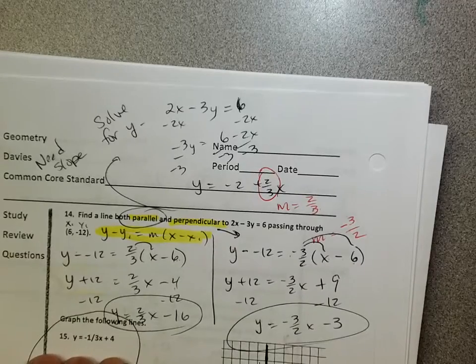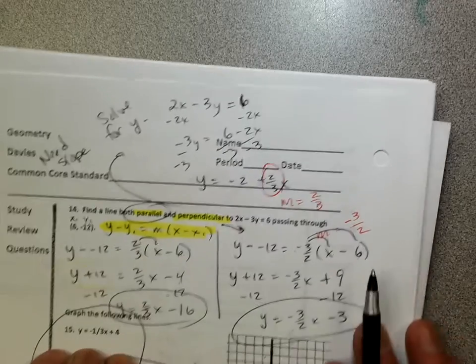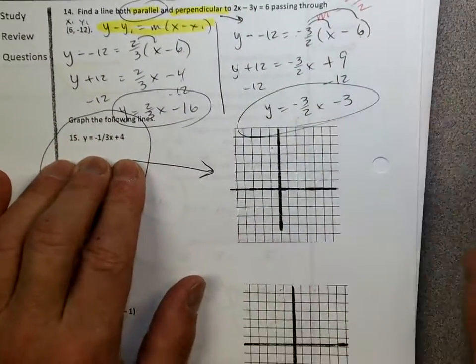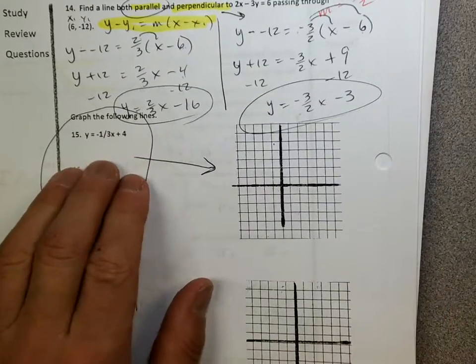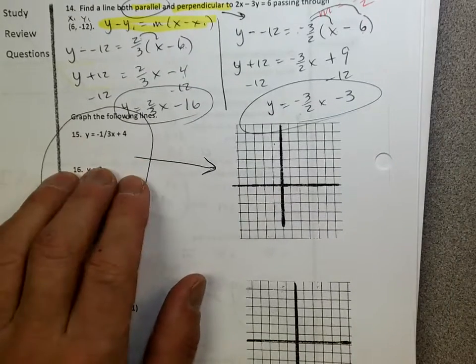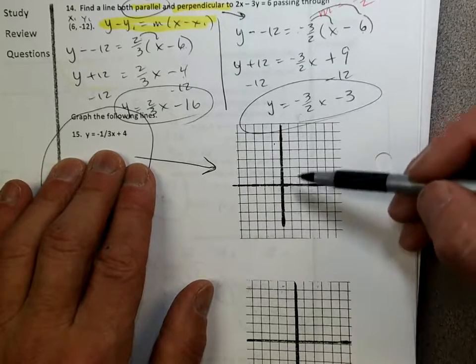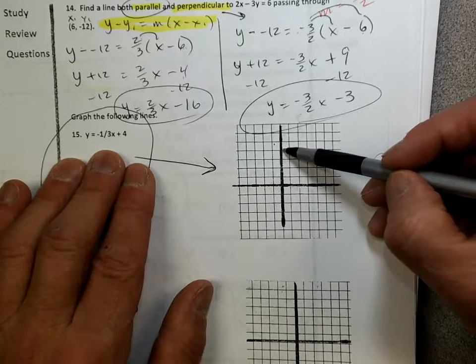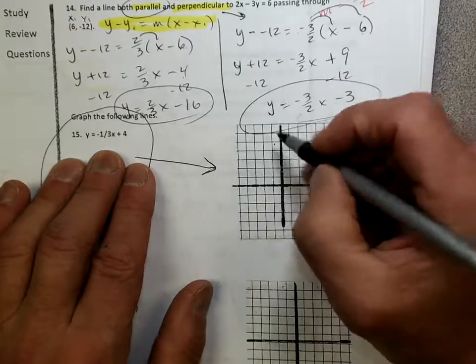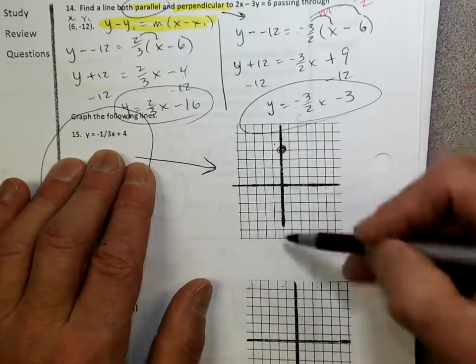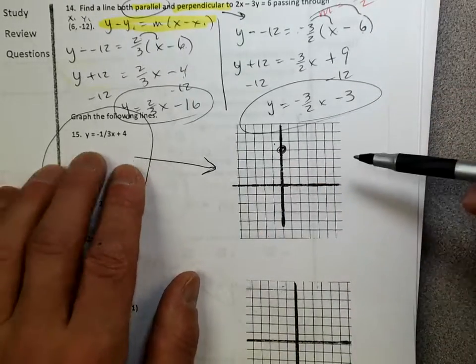15. How do we graph 15? How do you graph 15? What do you do? Shayla, how do you graph 15? You know how. Go up to 4 on the y, never the x. Yeah, and then what am I going to do?